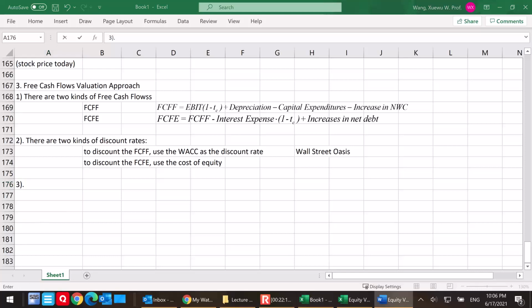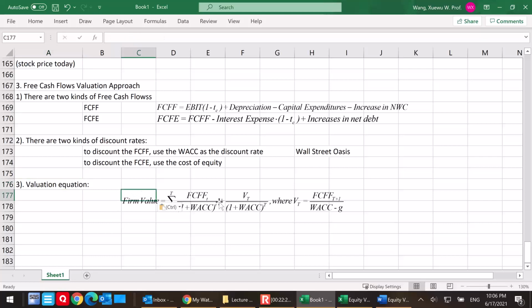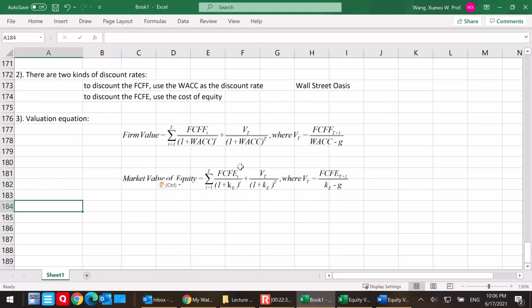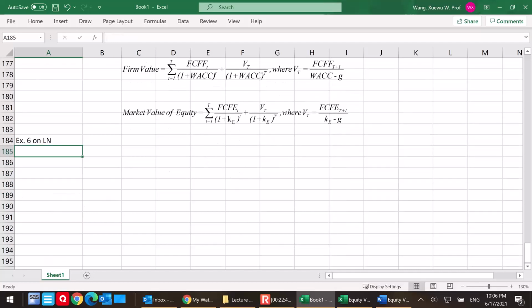All right, and now we're going to look at one example here, because the lecture note has a very intimidating valuation equation. So I'm going to just copy and paste the valuation equation here, and some of you might be turned off. So let me just move on to one example. These are the valuation equations, and don't be intimidated by this nasty form, because everything is going to be clear in a second. All right, example number 6 on your lecture note. Please make sure you have the Excel and the lecture note on your side.